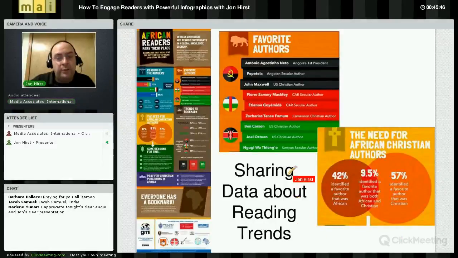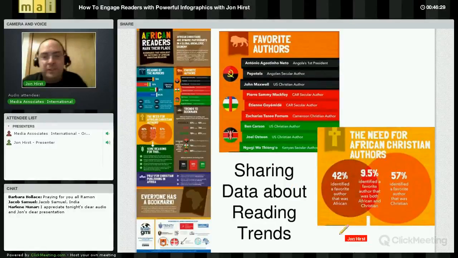The second thing you can do is sharing data about reading trends. This infographic that we did is on some of the latest data about African readers. What are African Christian readers reading? And this is a powerful infographic. It's available on our site. I'm going to show you where it is later. But essentially, by helping your readers understand trends in reading, it helps them to then more intentionally think through what they should read. So this goes through literacy trends, then we talk about favorite authors in Angola, in Central African Republic, and Kenya.